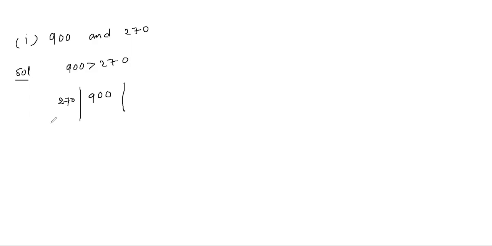So now you check roughly. 270 times 3 is 810. 3 sevens are 21, 3 twos are 6, 6 plus 2 is 8, 8 10. Subtraction: 0, take carry 10, 10 minus 1, 9, okay, 8 minus 8, 0. So now you got remainder 90.